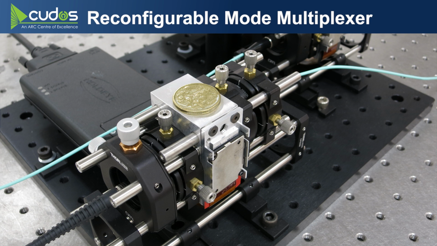This is what it looks like in the lab. So you've got a transmitter there, a receiver there. It's got an Australian dollar coin on there, which is about the size of a quarter.